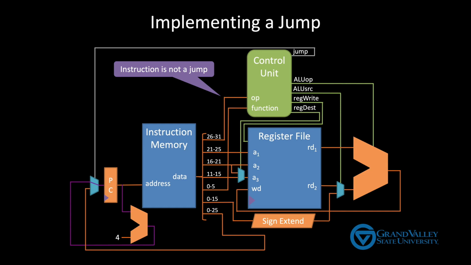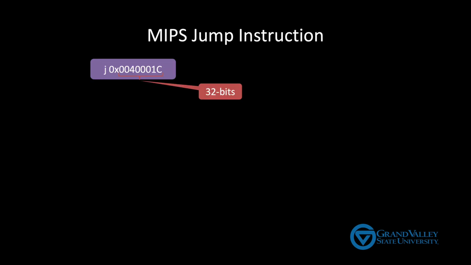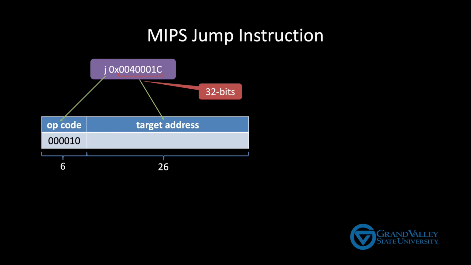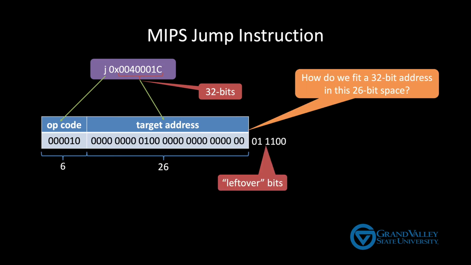One problem. An instruction address is 32 bits. But we only have 26 bits available in the instruction, 32 less the 6 bits for the opcode. So what do we do with the other 6 bits?